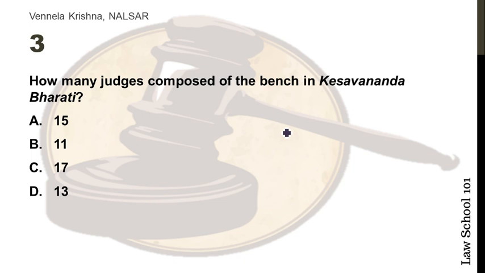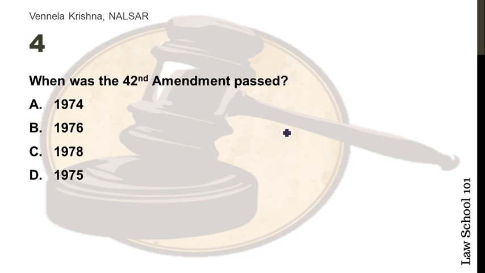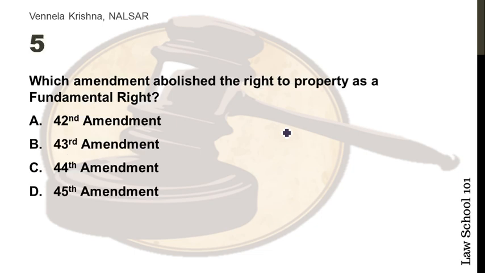Question number 3. How many judges composed of the bench in Keshavananda Bharati? A. 15, B. 11, C. 17 and D. 13. Next question. When was the 42nd Amendment passed? A. 1974, B. 1976, C. 1978 and D. 1975. Question number 5. Which amendment abolished the right to property as a fundamental right? A. 42nd Amendment, B. 43rd Amendment, C. 44th Amendment and D. 45th Amendment.